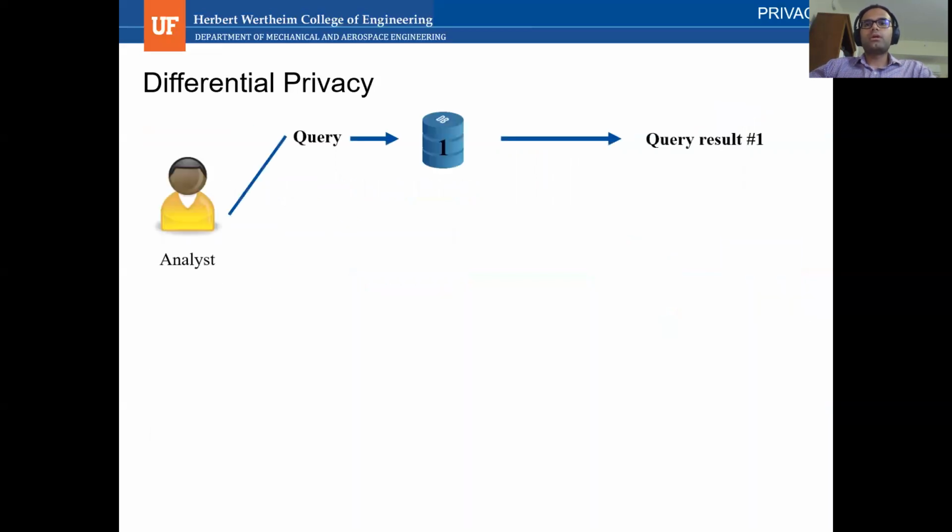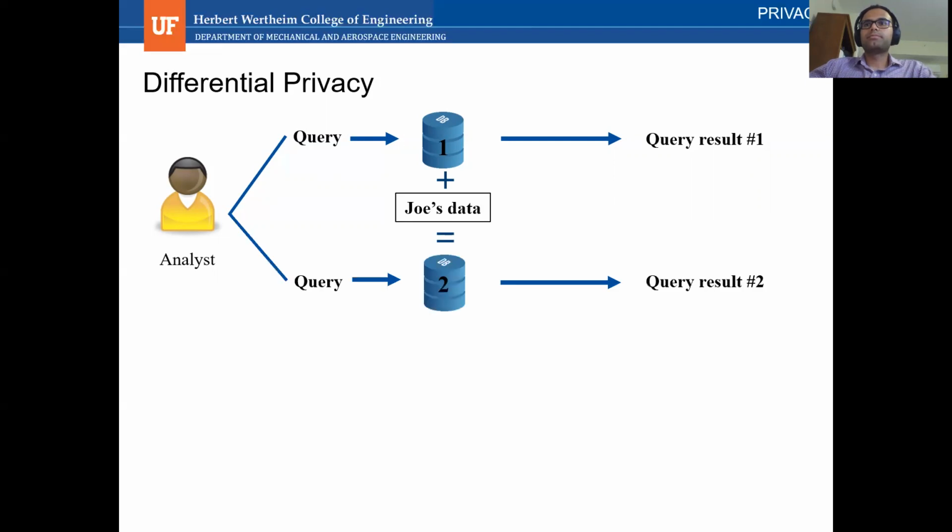So I'm going to give you an intuition of what differential privacy actually gives you. Imagine you have an analyst who is posing a query on a database and they get an answer. In this case, the adversary is trying to figure out something about an individual. Now imagine you have a second data set that is identical to the first one. The only difference is my data. So the first one does not have my data, but the second one does.